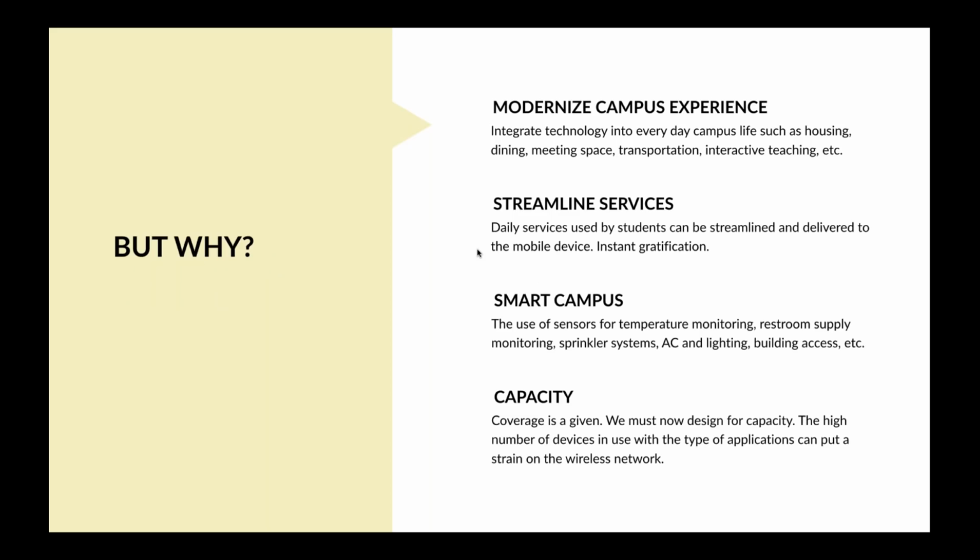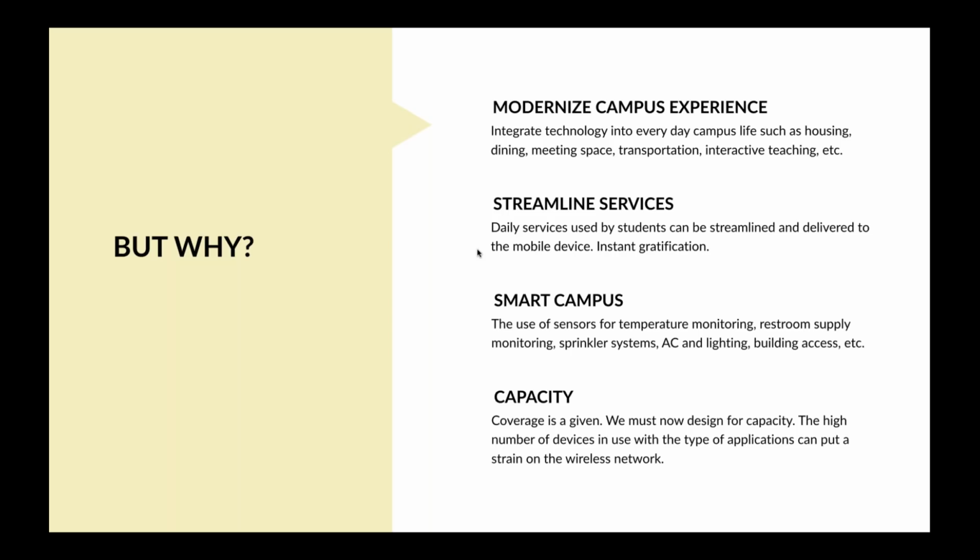But then a lot of people still ask, well, why do we still have to do that if we place an access point? Wireless signal just propagates everywhere, right? That's still somewhat true, but we have a lot more services that rely more on Wi-Fi. We need something more reliable. We need something a little bit more predictable when it comes to Wi-Fi. And those things could be modernizing the campus experience, right?